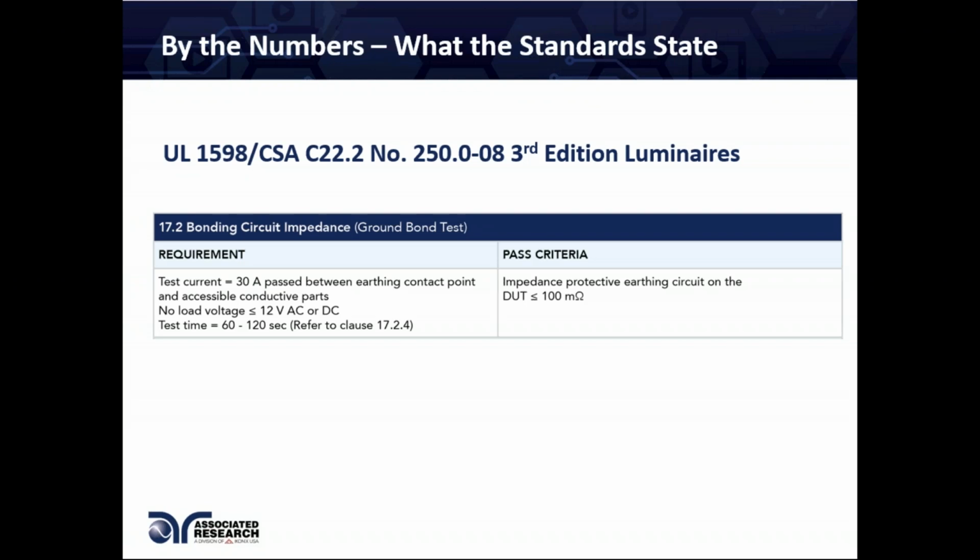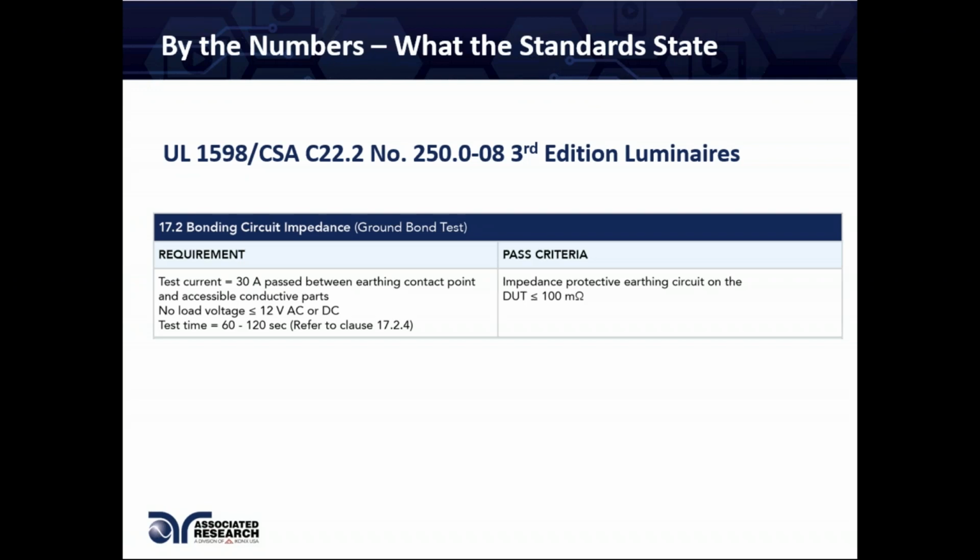So 30 amps pass between earthing contact point and accessible conductive parts. Now here's another important point. If you focus on this, pass between earthing contact point and accessible conductive points. This means that there are products, whether it's medical or any other type of products, that can have multiple external grounding points, meaning that different parts of that product may be grounded. So that requires, in some cases, performing a multi-point ground bond test, because you want to make sure you're checking the ground continuity and the ground bond, or the impedance of the ground circuit, for different points from the ground pin of the line cord to A, B, C, or D, or however many different grounding points you have on your product.